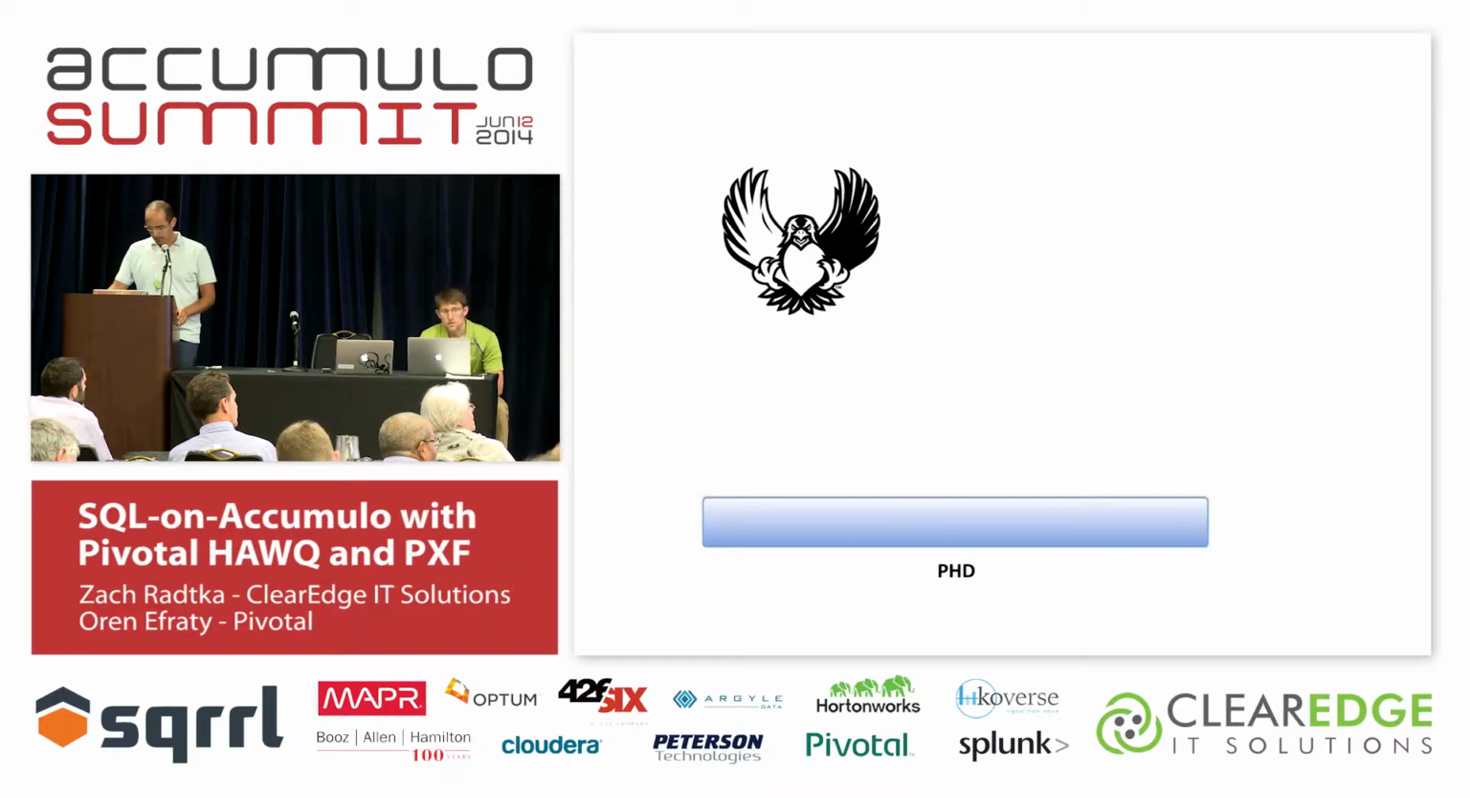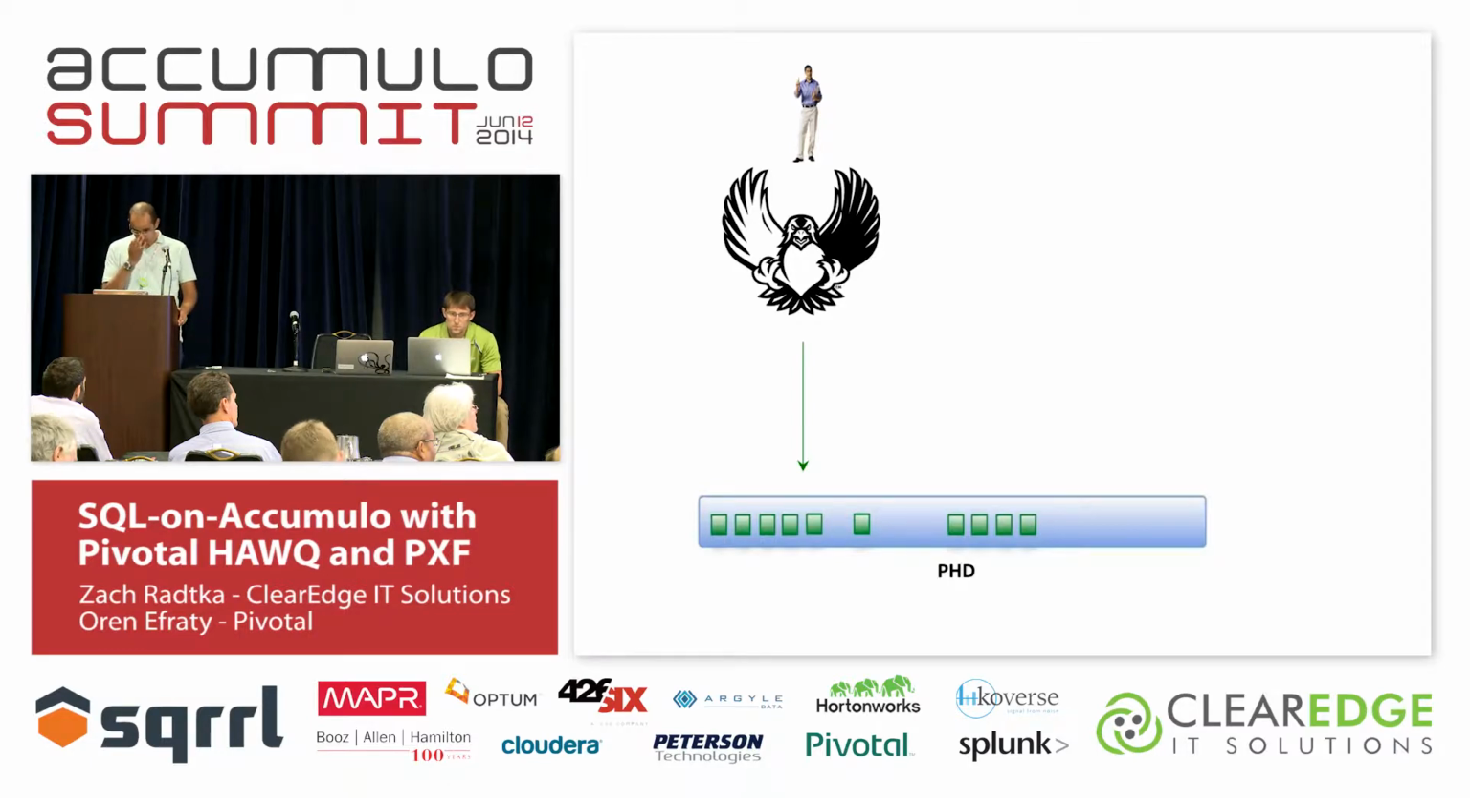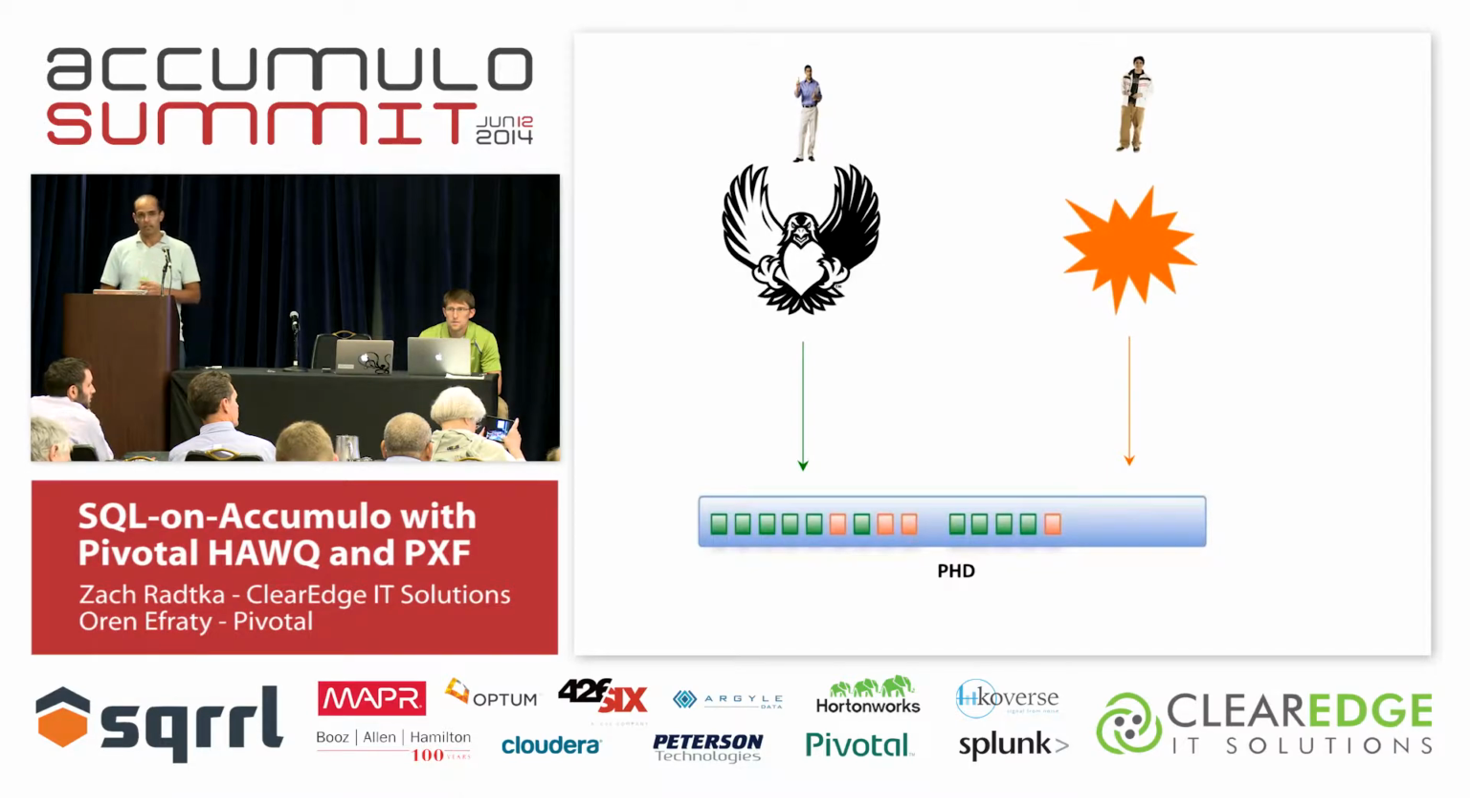HAWQ natively reads and writes data to HDFS, provides linear scalability, and a complete standard ANSI SQL interface, designed to have no single point of failure. User data is stored on HDFS, ensuring that it's replicated. If a server failure occurs, it's removed from the cluster dynamically, while the system continues to serve queries. Recovered servers can be added back on the fly.